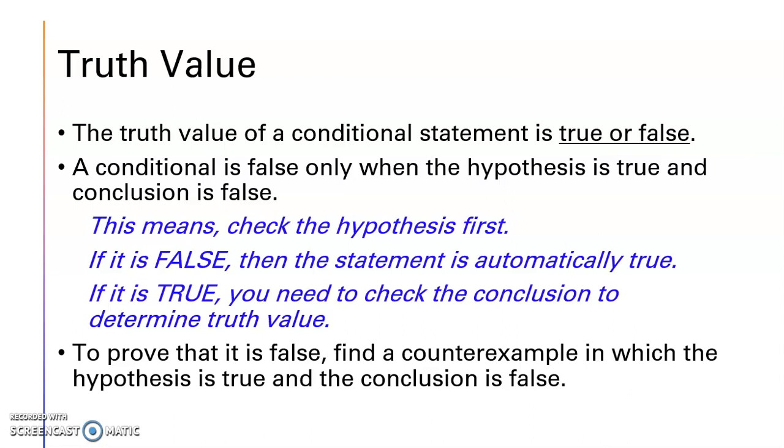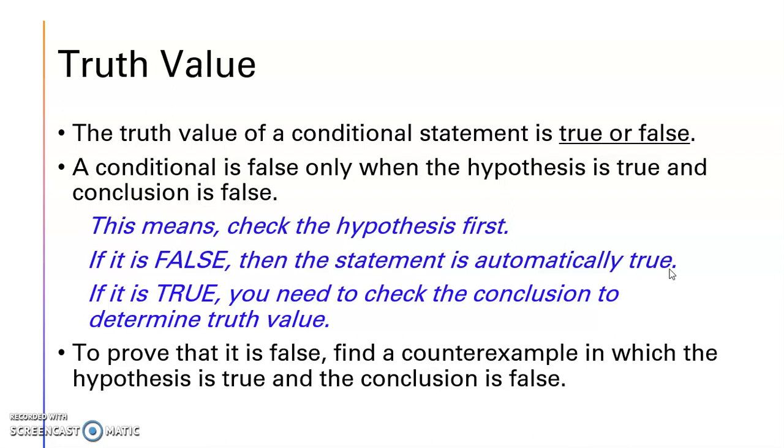Now, with conditional statements, there's this very interesting thing that happens. A conditional is false only when the hypothesis actually is true and the conclusion actually is false. So we check the hypothesis first. If it is false, then we automatically say that the statement is true because we don't know what would happen in a world where that original hypothesis actually happened. So if the hypothesis is false, the statement is true. If the hypothesis is true, you need to check the conclusion to figure out the truth value.